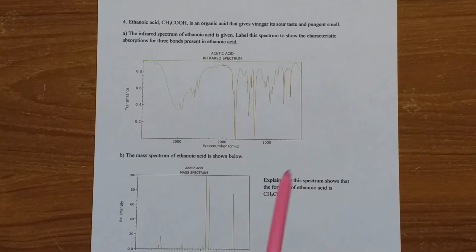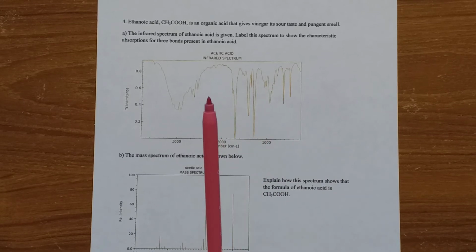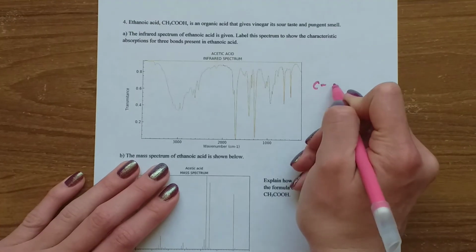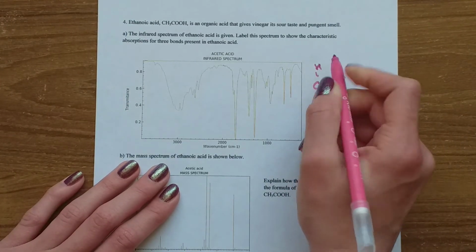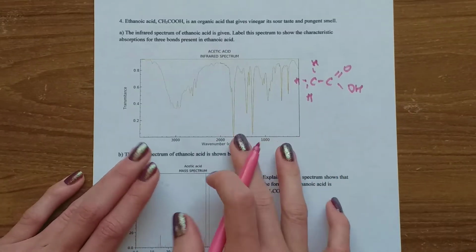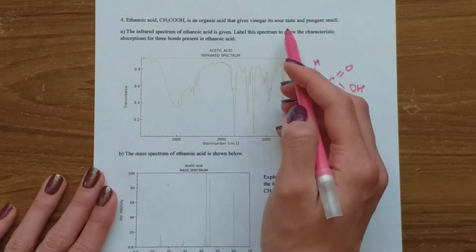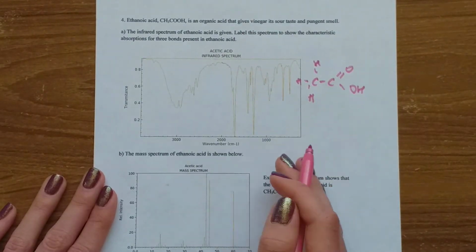We've got ethanoic acid. This is the graph of the infrared spectrum of ethanoic acid. So let's just draw the ethanoic acid. It looks like this. So these are all the bonds that are going to be present on this graph. This is an infrared spectrum, so we need to label the characteristic absorptions for 3 bonds present in ethanoic acid.